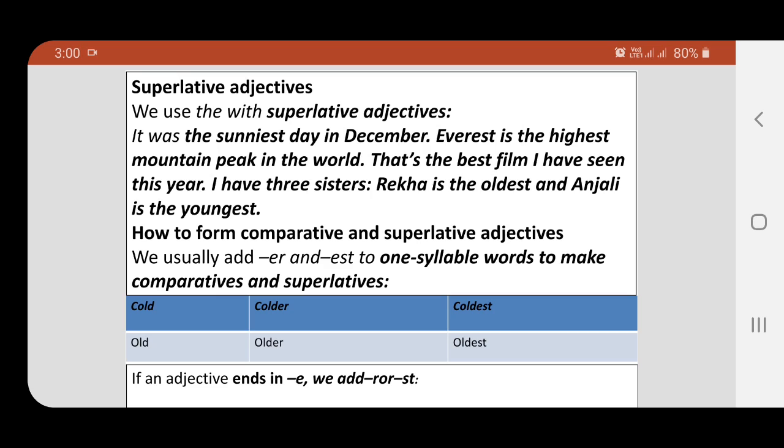Always we say it is a good book. This book is better than other books. Better than. And sometimes we say this is the best book. We have the before the superlative adjectives.